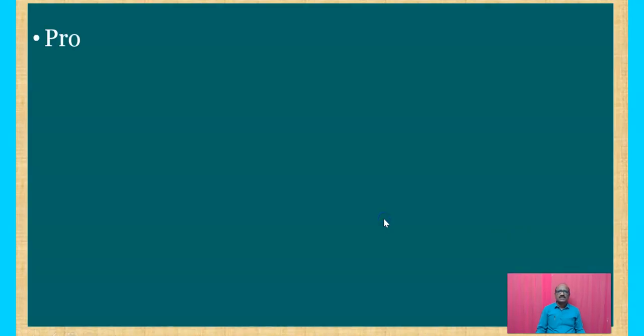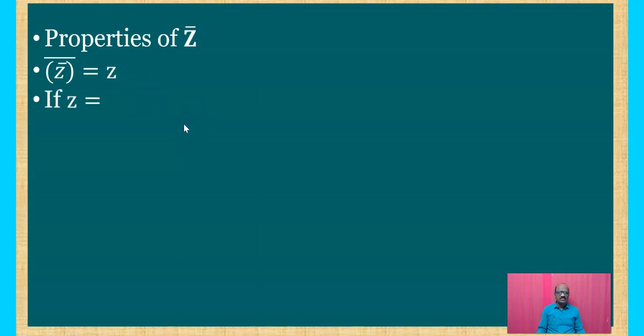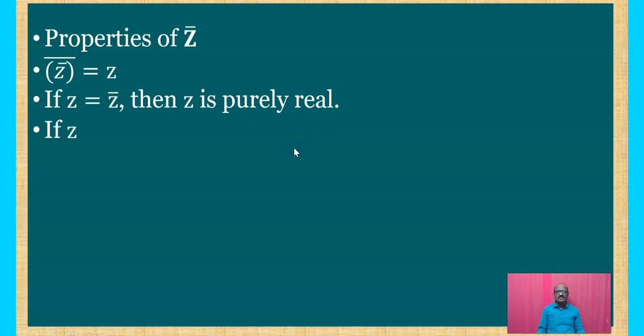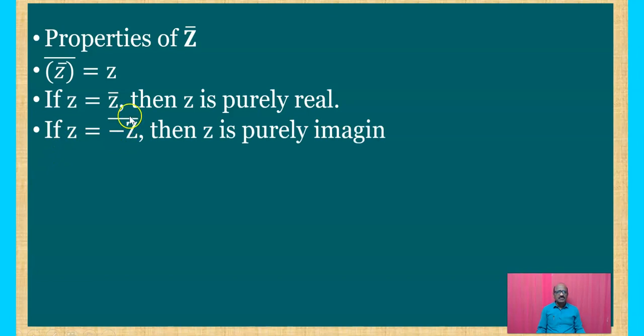Next, properties of the conjugate, z bar. The conjugate of the conjugate is the original number. If we take a complex number, find its conjugate, and again the conjugate of the conjugate, we get the original complex number. If z = z bar, then z is a purely real number. If z = -z bar, then z is purely imaginary.